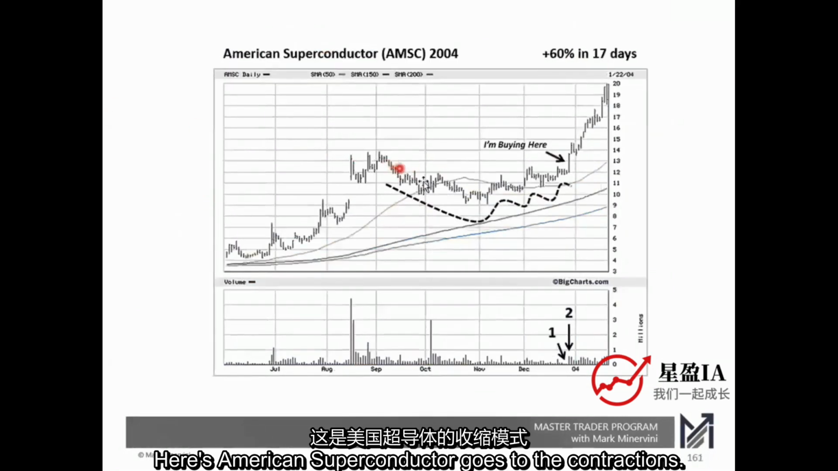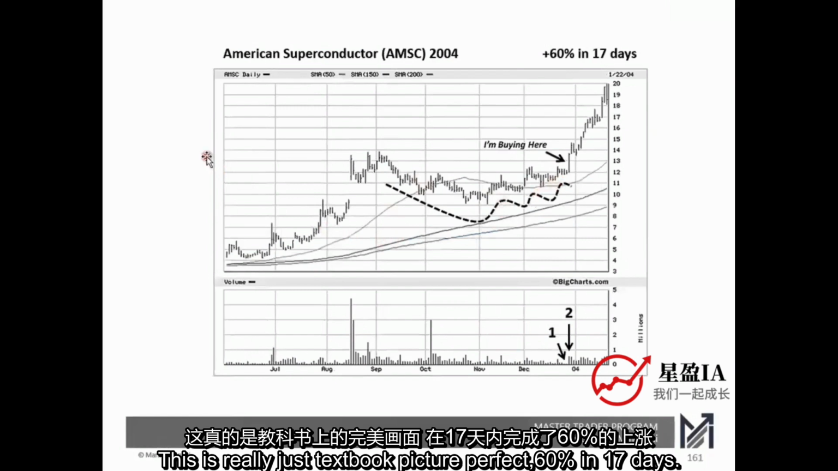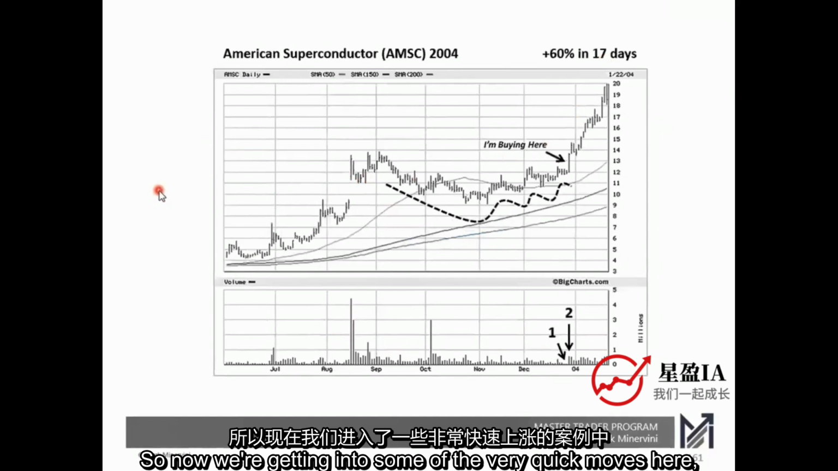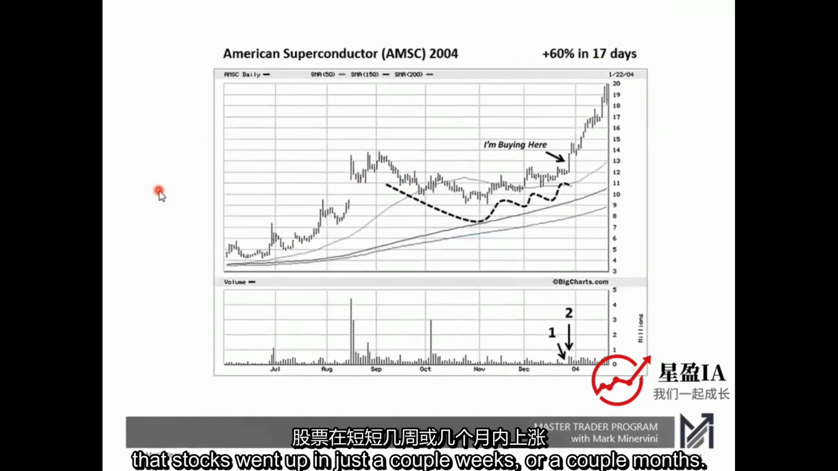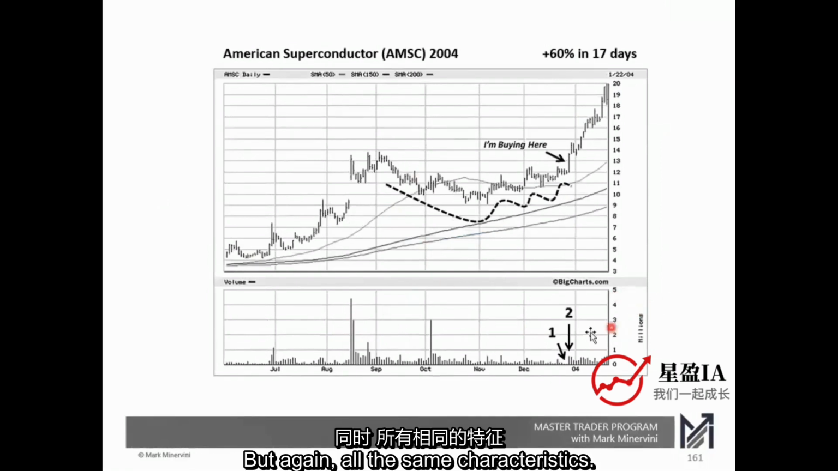Here's American Superconductor. Goes through the contractions. This is really just textbook, picture perfect, 60% in 17 days. So now we're getting into some of the very quick moves here, stocks that went up in just a couple weeks or a couple months. But again, all the same characteristics.